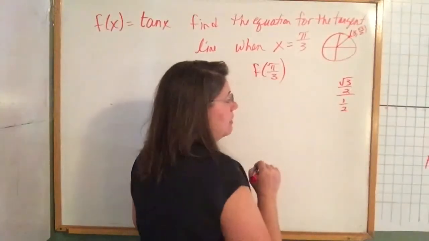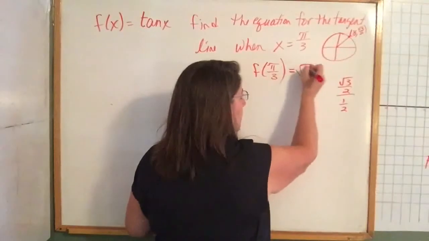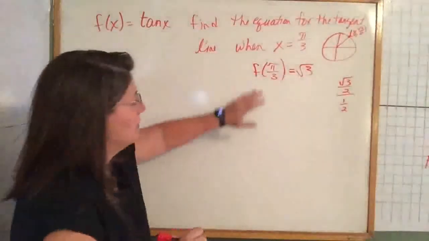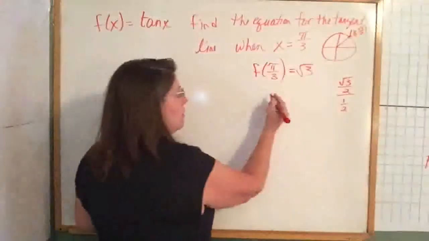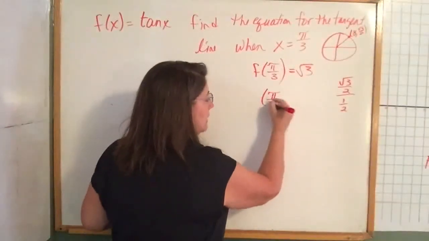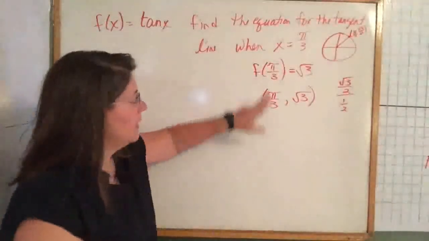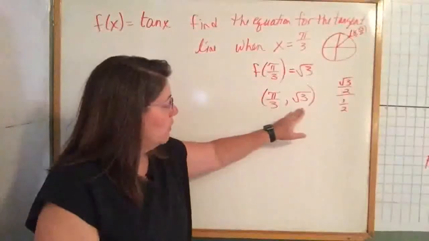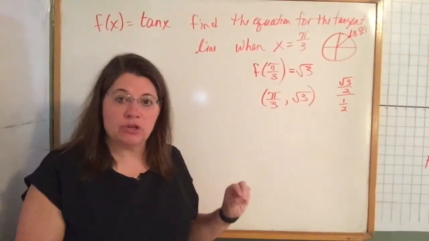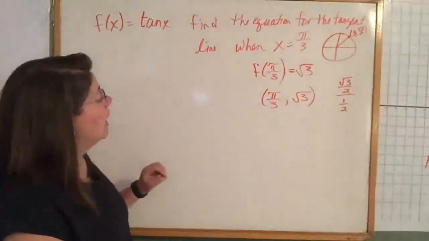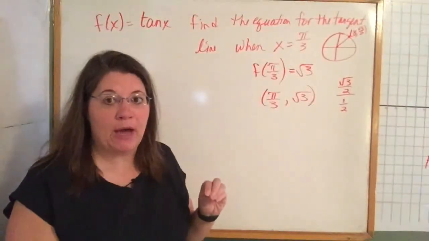And if I invert and multiply, the 2's are going to cancel out, leaving me with square root of 3. So the ordered pair at pi over 3 for the function f of x equals tangent x is the ordered pair pi over 3, square root of 3. So the x value is pi over 3, and the y value is square root of 3. Now, in order to find the equation for the tangent line, all we have to do is find the slope of the tangent line at x equals pi over 3.